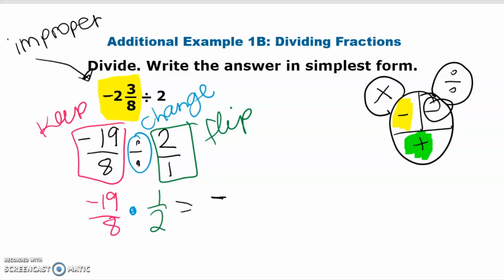So negative. Now I just multiply straight across. 19 times 1 is 19. 8 times 2 is 16. And I can make that into a mixed number, -1 and 3/16.